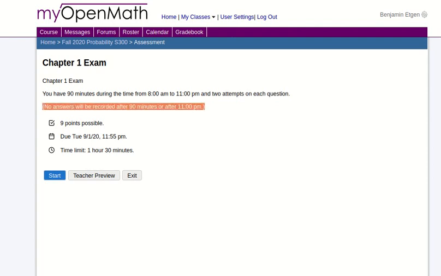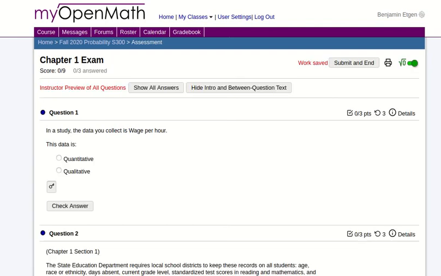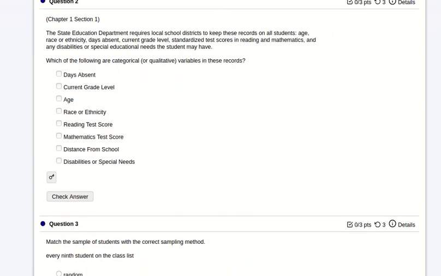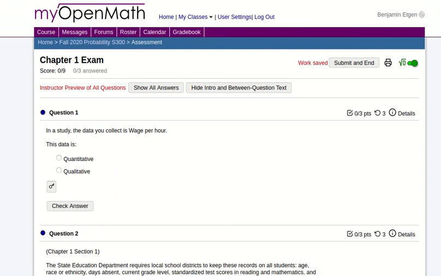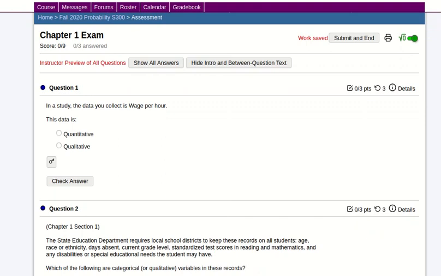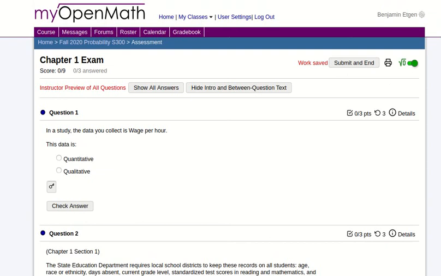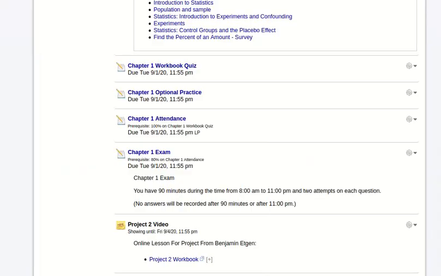And then as a reminder of what a time limit and a deadline means, it means that no answers will be recorded after 90 minutes or after 11 p.m. So there's 9 points possible, there's a deadline, and there's a time limit. So I guess I'll look at a preview. Notice how you can look at all the questions together. So here they are, and you can answer them and submit them, but you won't have that check answer box there. So I'm backing out of that.